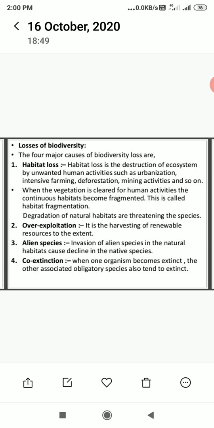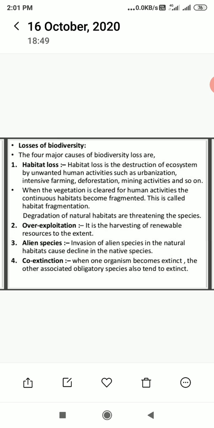Habitat loss is the destruction of ecosystems by unwanted human activities such as urbanization, intensive farming, deforestation, mining activities, industrialization, and so on. It is human intervention that is responsible for this major cause in the form of habitat loss. When vegetation is cleared for human activities, continuous habitats become fragmented. Fragmented means the habitat becomes very small for the organism, and it is not easy for that organism to survive in that fragmented part of land.